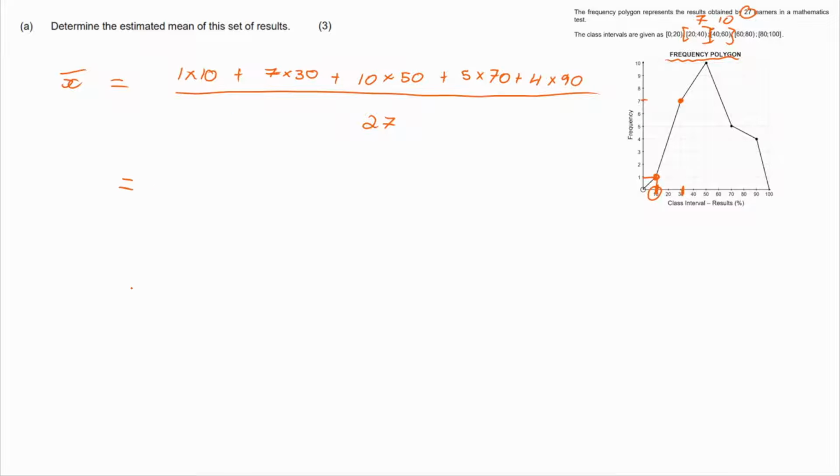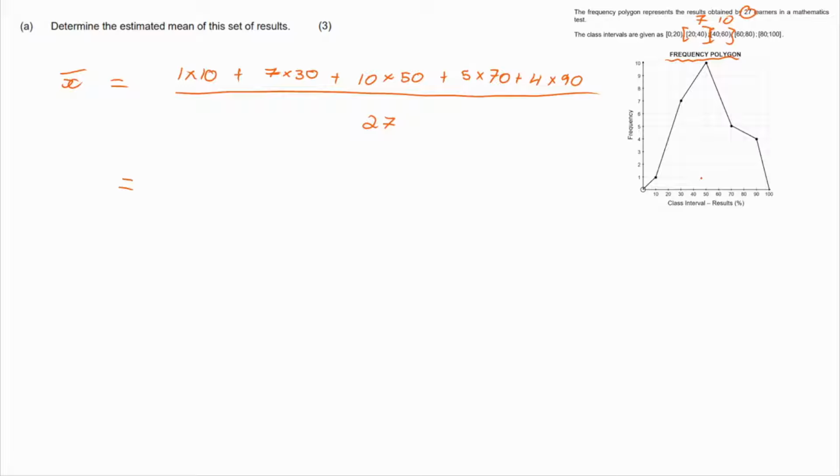But over here it kind of just becomes plugging all this into your calculator. So 1 times 10 plus 7 times 30 plus 10 times 50 plus 5 times 70 plus 4 times 90 over 27. Before you press equals, have a think. What kind of value are you expecting? This is an average for a maths test.